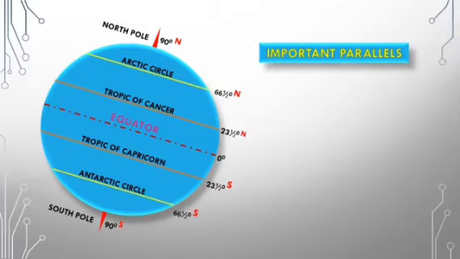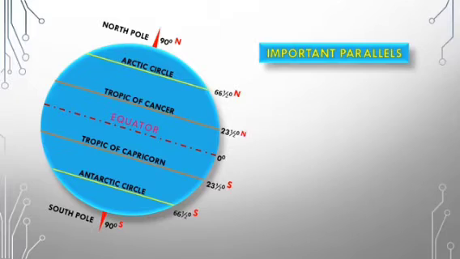The 5 important parallels on the earth are equator at 0 degree, Tropic of Cancer at 23.5 degree north, Tropic of Capricorn at 23.5 degree south, Arctic Circle at 66.5 degree north, Antarctic Circle at 66.5 degree south. North represent the northern hemisphere, south represent the southern hemisphere.